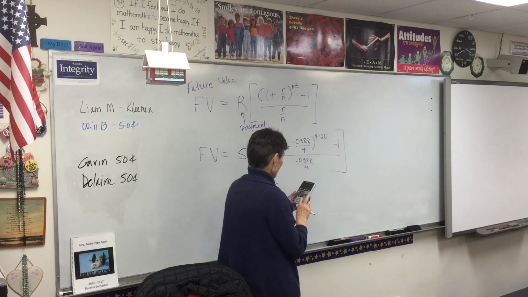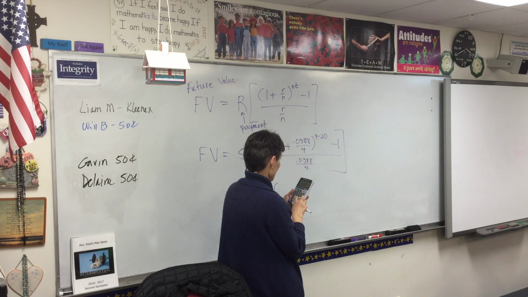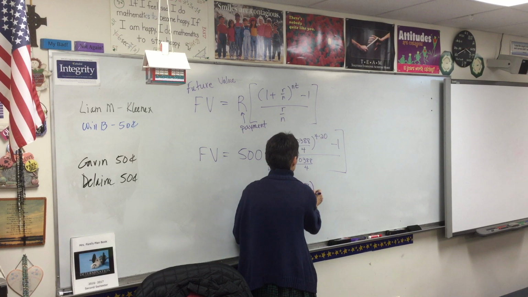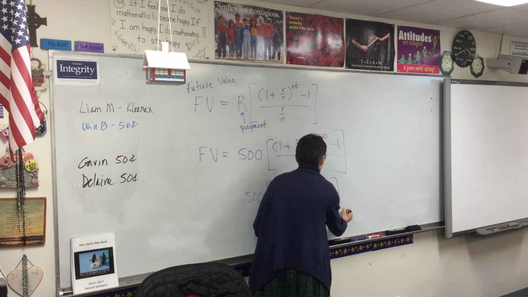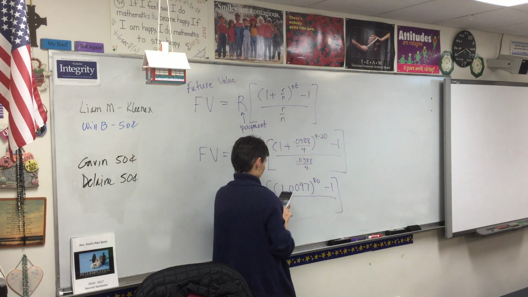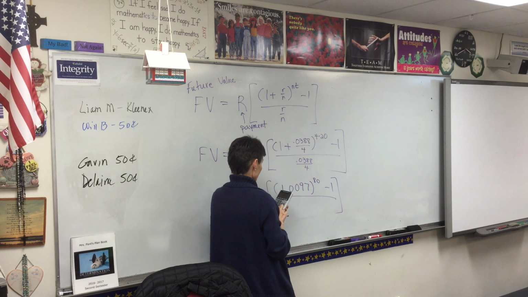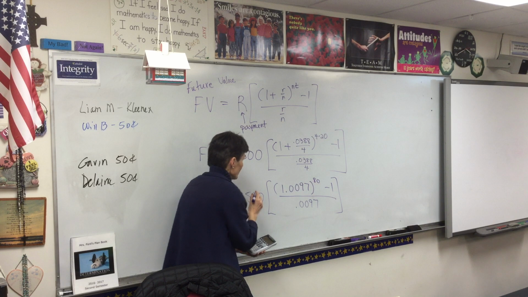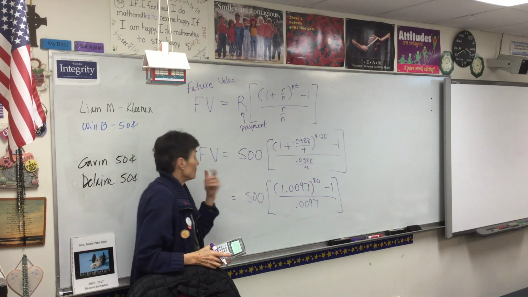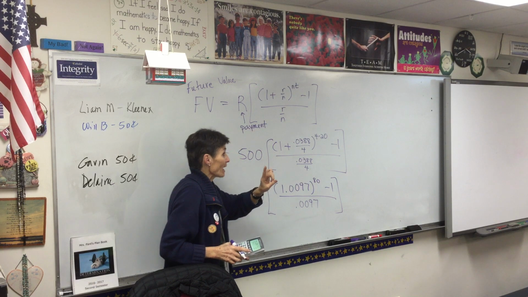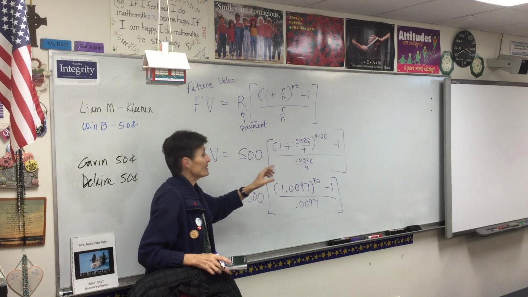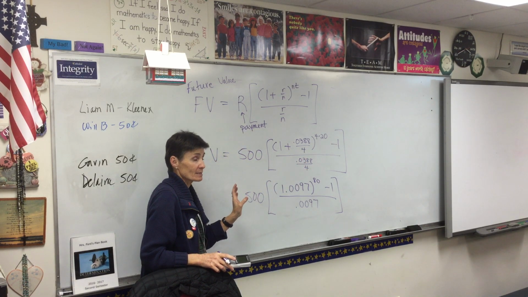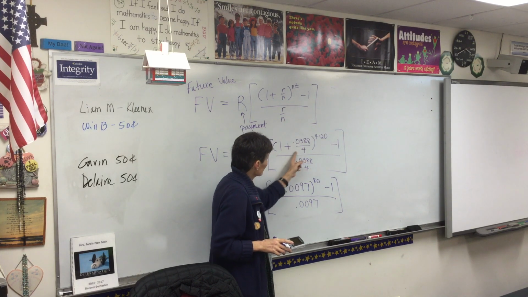So I have 1 plus 0.0388 divided by 4, and that's 1.0097 to the 80th minus 1 over 0.0388 divided by 4, 0.0097. Now, I'm going to stop right there, make sure you understand what I just did. This is a mess. You can actually type it in just like that, but the problem is it's got a bunch of parentheses and a bunch of brackets, and you got to make sure you're putting it all in the right place. So I like to simplify this first.